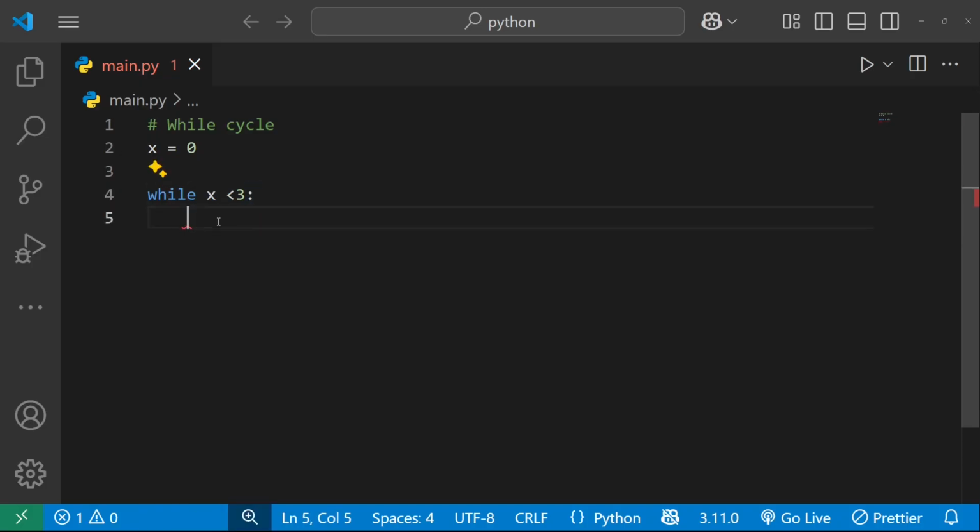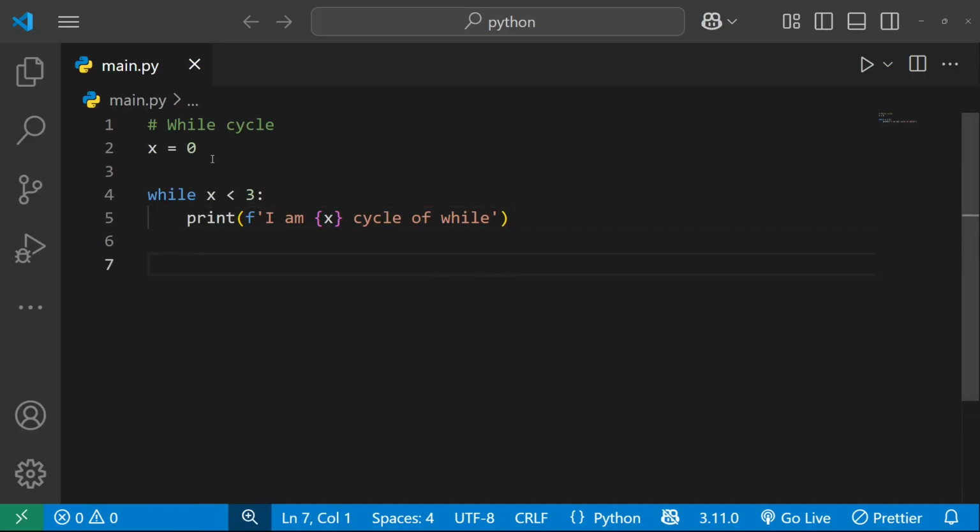So now be careful, colon. And now you need to write here what is going on. So I will print something really easy: I am X cycle of while.